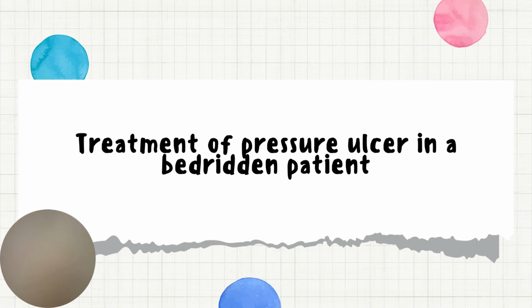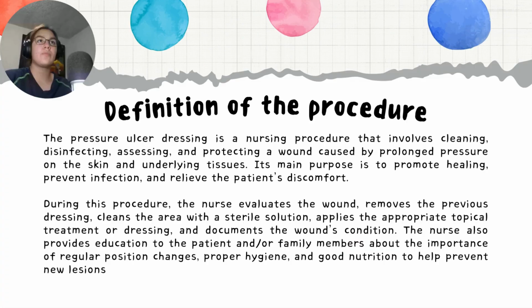Treatment of pressure ulcer in a bedridden patient. Well, we have the definition of the procedure, which is: the pressure ulcer dressing is a nursing procedure that involves cleaning, disinfecting, assessing, and protecting a wound caused by prolonged pressure on the skin and underlying tissue. Its main purpose is to promote healing, prevent infection, and relieve the patient's discomfort.